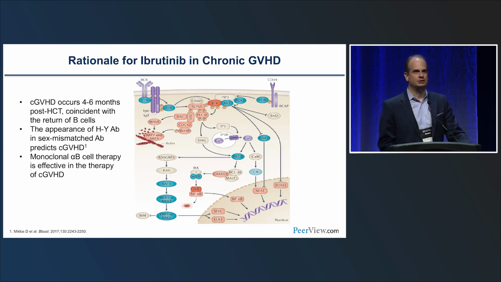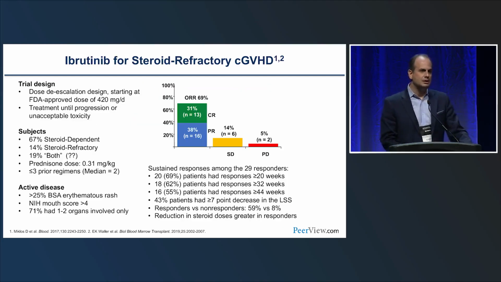B cells can help generate a certain set of antibodies, and in sex mismatched transplant, the appearance of HY antibodies correlates with the onset of chronic graft versus host disease, and we have all used monoclonal anti-B cell therapy with the drug Rituxan and have all demonstrated that this is in fact an effective approach to chronic GVHD in selected cases. And so the pivotal trial was a small 42-patient study.